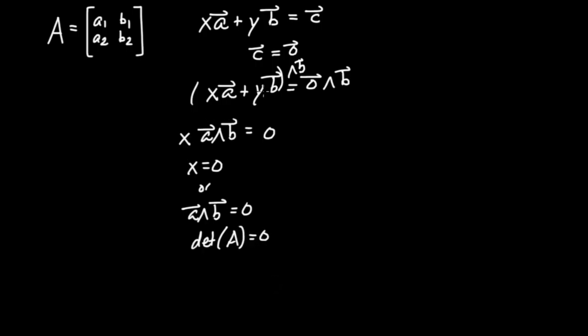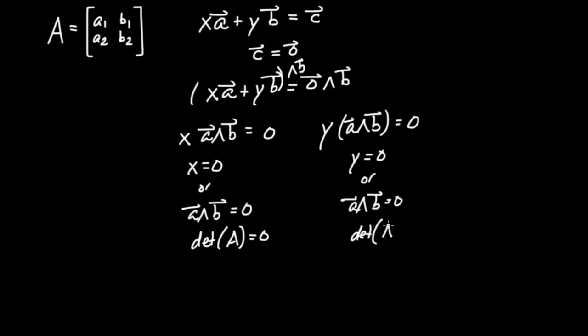Now, if you play the same game for y, if I attempt to solve for y, hopefully you can convince yourself by doing some wedging that I get a very similar equation, that y times A wedge B is going to have to be 0. And again, that implies that either y is 0 or that A wedge B is equal to 0. And again, that implies that the determinant of the matrix A is going to have to be 0. So what that means is that if you want vectors which are not the zero vector in the null space, what you're going to have is a matrix which has a zero determinant.